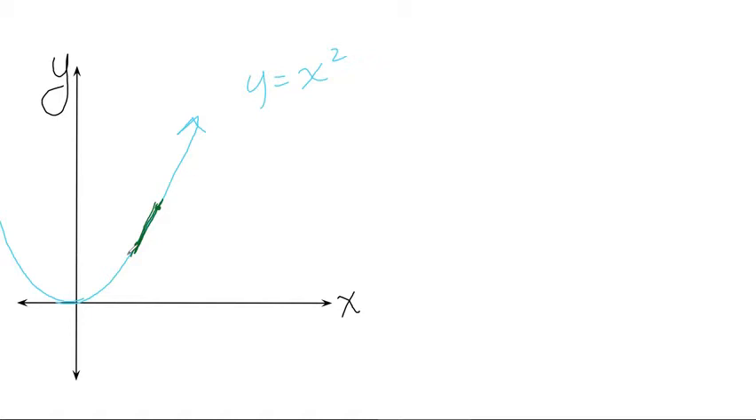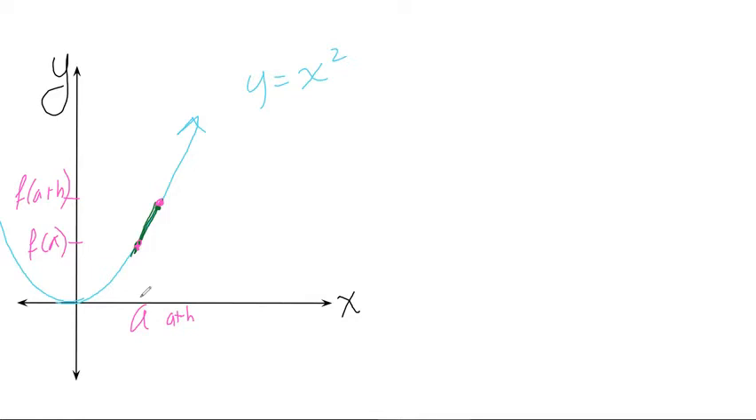So let's say that this point right here is at point A. And let's call this point f of A. And let's call the second point A plus H, and the second point f of A plus H. It's A plus H because it's just shifted to the right by a distance of H.